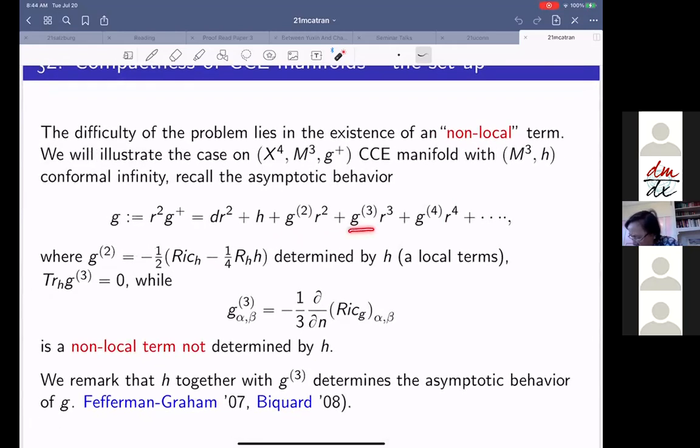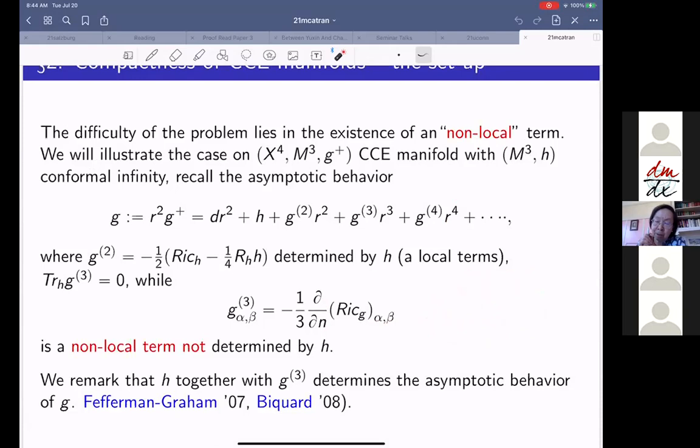But the third coefficient in the asymptotic expansion is the Ricci of the metric g, with alpha beta meaning the tangential component, taking the normal derivative of that. That's g3. So this g3 is a non-local term. Non-local means it is not decided by h, by the local behavior of h, but by the behavior of the metric on the entire extension inside. It is not the local behavior of h that decides this.